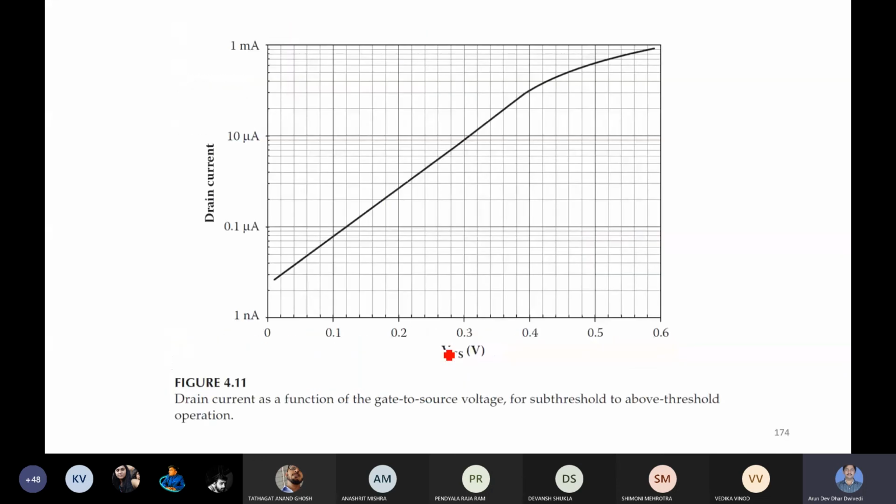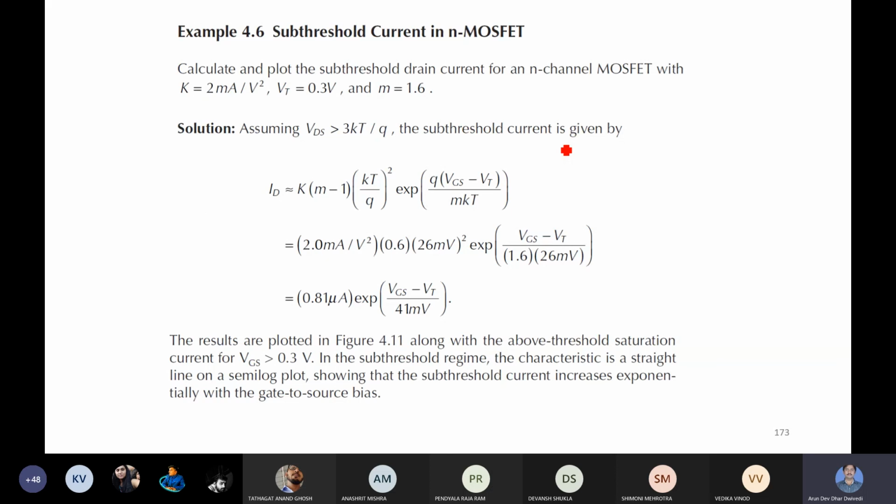This is plotted here: log base 10 of the drain current ID with respect to VGS. We can see the straight portion initially, and some bending also. So this is the calculation of subthreshold current. I can leave it now.